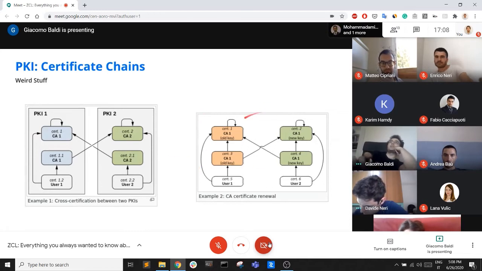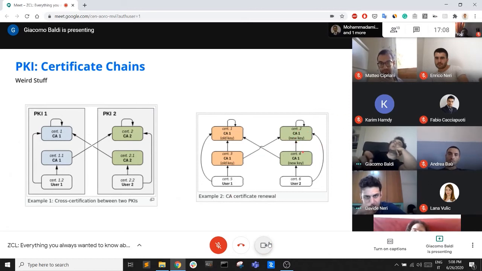This happens when your CA is going to expire. So what you do is you create another CA that is also signed by the previous CA. The users that are still using the CA1 and are presented with this certificate can choose to use this chain or this chain, depending on which one of these they trust.